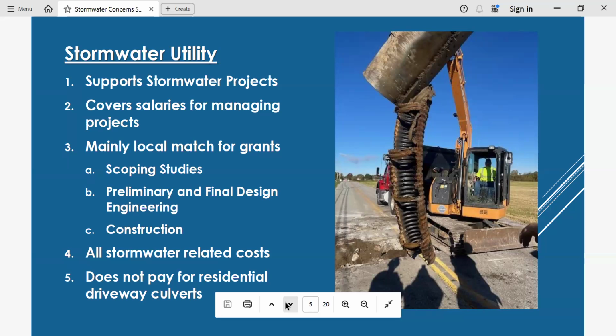It also covers salaries for managing all of these projects. It covers a part of my salary, covers Julie's salary, and we use it to pay for our DPW highway crew when they have to do stormwater work in addition to doing the road maintenance. And then the main thing that the money goes towards is local matches for grants. We're always looking for grants to help us do the scoping studies, preliminary and final design engineering, and then for construction. And all of these grants have some level of local match.